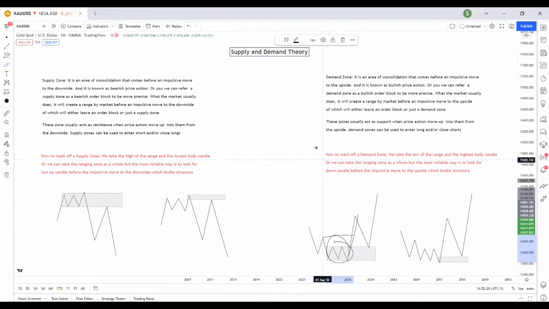As I've explained, marking off the demand zone uses the same method as the supply zone. You take the low of the range and the high of the range, or take the whole ranging zone and mark it as your demand, or just take the last down candle before the strong push to the upside which broke structure, and then patiently wait for the market to return to that demand zone, and then you can start looking for your longs.